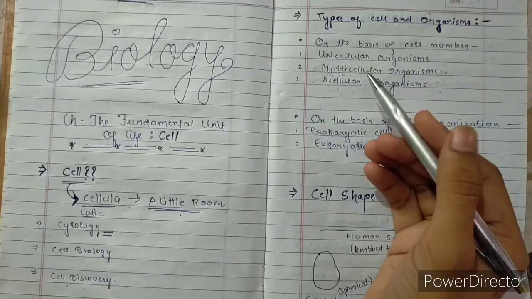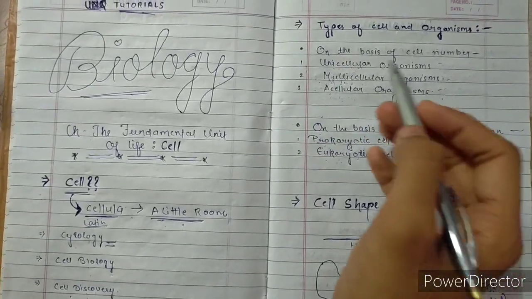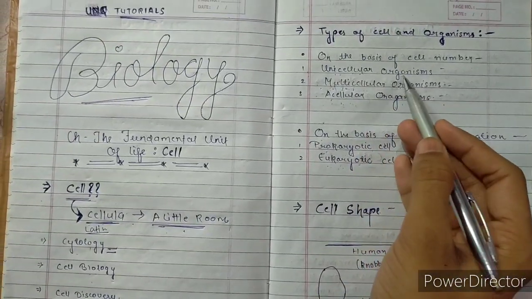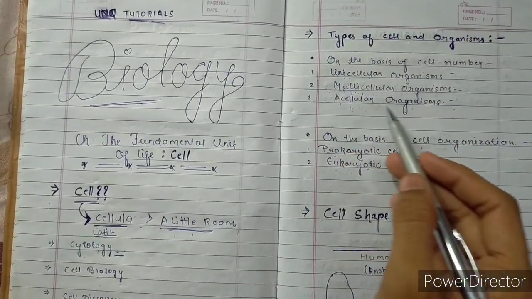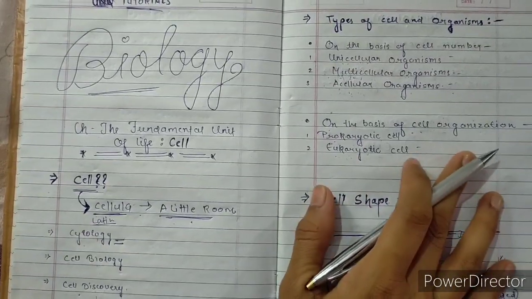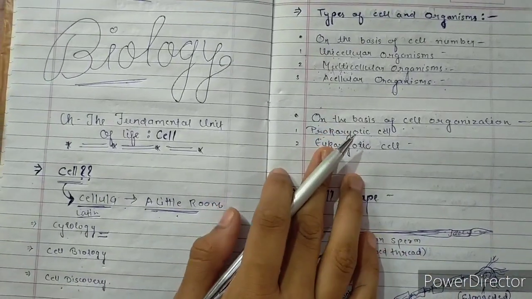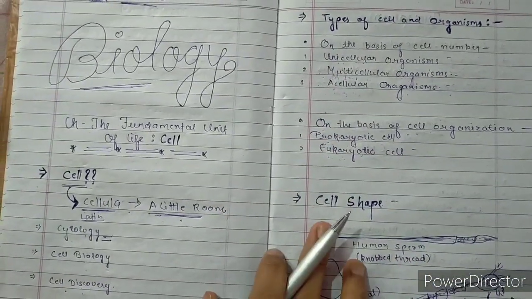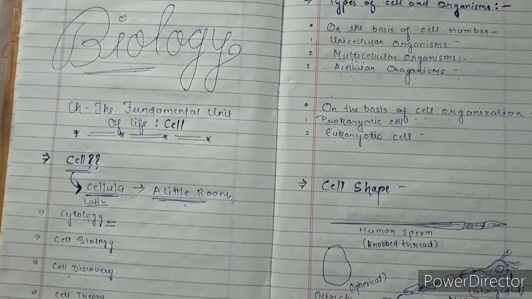So let's start. So guys, in the previous video we have learned the types of cell: unicellular organisms, multicellular organisms and acellular organisms. On the basis of cell organization, there are two types: prokaryotic and eukaryotic cells. So we have learned about cell shape, the different types of cell.